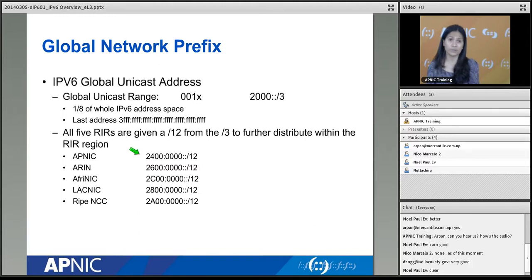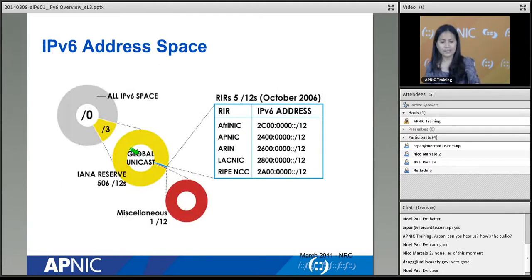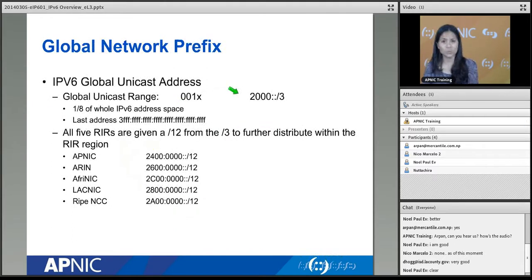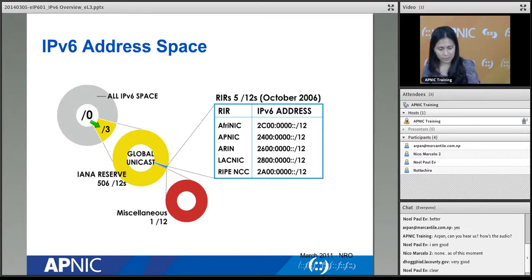Some of the experimental blocks are here, some of the private blocks are here, and unicast, anycast, multicast blocks are also here. So that's one /12. That means within IANA, they still have 506, because altogether there should be 512 /12s in a /3. So right now, IANA has 506 of them, because all the other 6 have been given away. The moment we've run out of IPv6 in our region, maybe we've used up this 2400::/12, we can always go back to IANA, and there are 506 more left. So that just shows us how big the address space is.